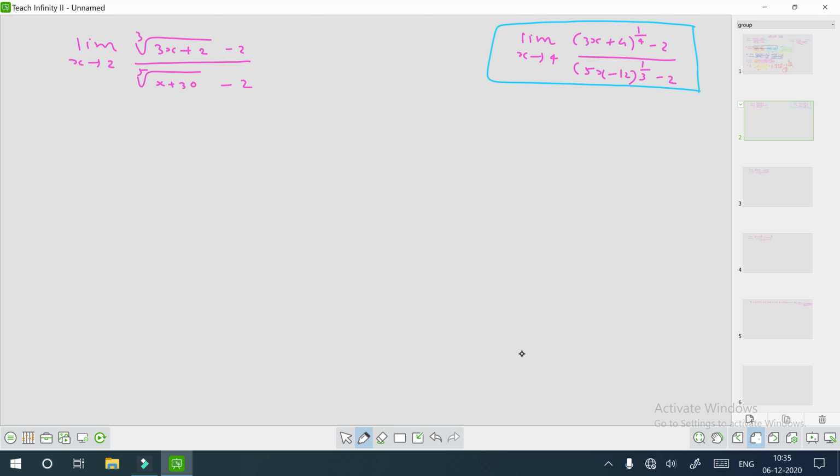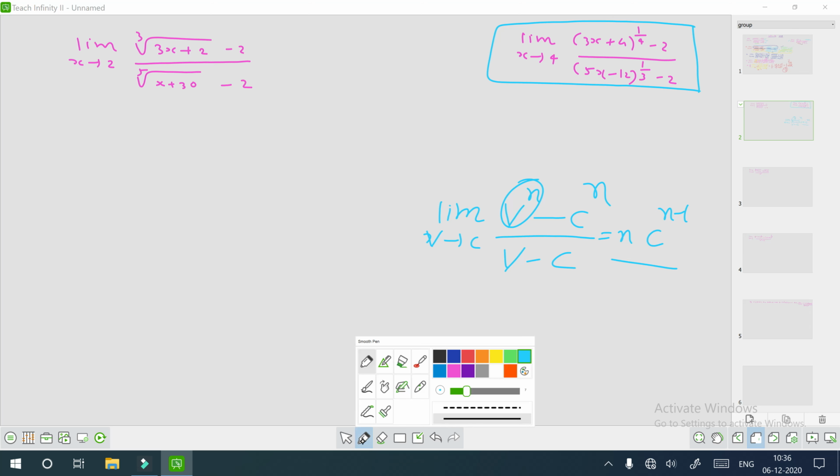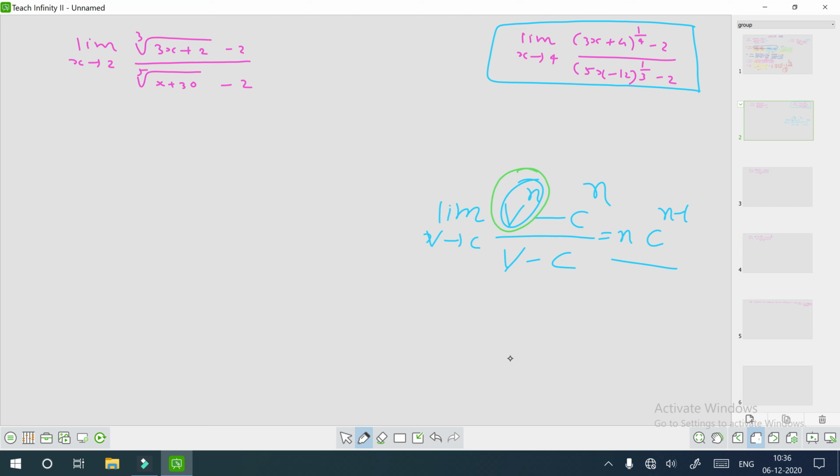Let us recall that very important formula. Limit variable tends to constant, variable raised to n minus constant raised to n over variable minus constant, that is equal to n times constant raised to n minus 1. That we know. Now see here, in the last lecture, that thing is also discussed. In a given sum, only variable raised to n is given to us. The rest of the part we have to arrange, and then we can apply this form.